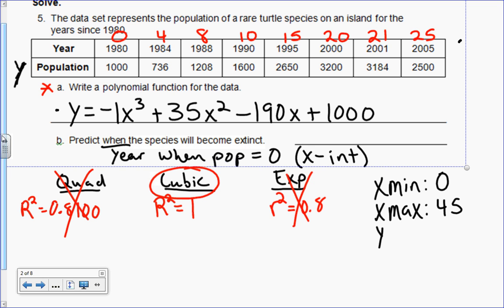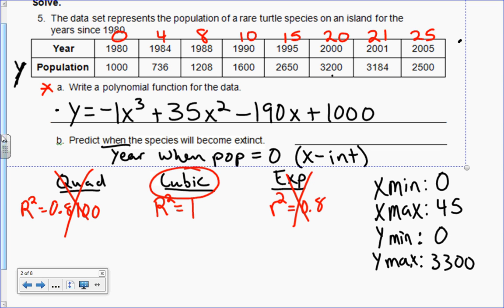I do my y minimum because my y's are my populations, and I'm trying to find my x-intercept. So let's make our y minimum 0 because that's what we're looking for, when the graph touches the x-axis. Now let's make our y maximum, because the population goes up all the way to 3,200, let's make it 3,300. Okay, so go ahead and change your windows. Once you get these changed, hit graph, and you're going to see it draw a graph.